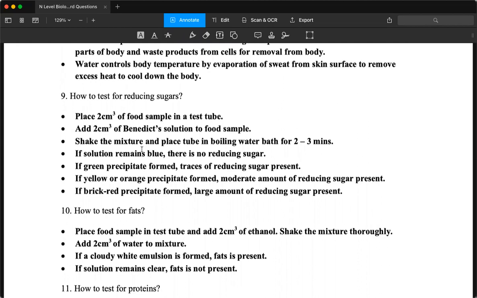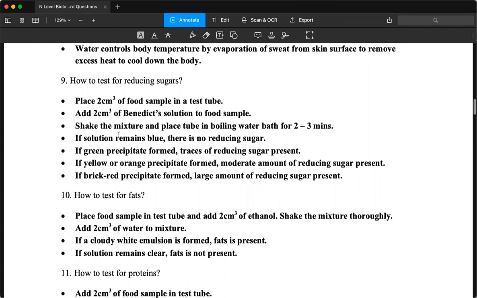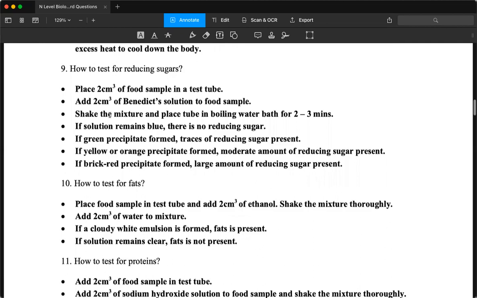Next, food tests are very important. It's important to remember the procedures to test for the various nutrients. How to test for reducing sugar? This is the complete description. First, place 2 cm³ of food sample into a test tube. Add the same volume of Benedict's solution to the food sample. Shake the mixture and place the test tube into a boiling water bath for 2 to 3 minutes.